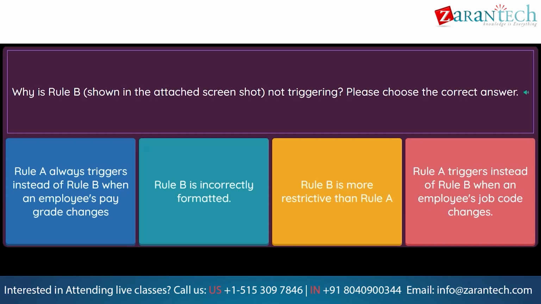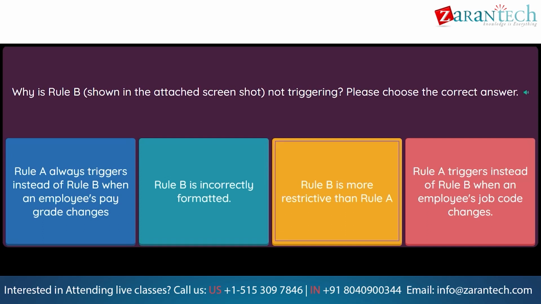Question: why is Rule B, shown in the attached screenshot, not triggering? Please choose the correct answer. Option 1, Rule A always triggers instead of Rule B when an employee's pay grade changes. Option 2, Rule B is incorrectly formatted. Option 3, Rule B is more restrictive than Rule A. Option 4, Rule A triggers instead of Rule B when an employee's job code changes.